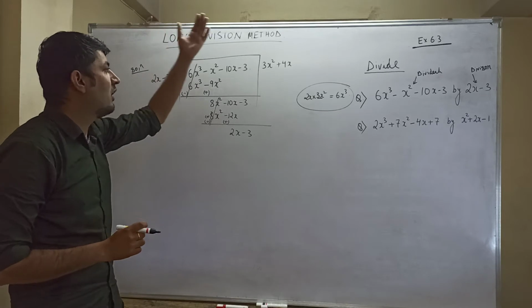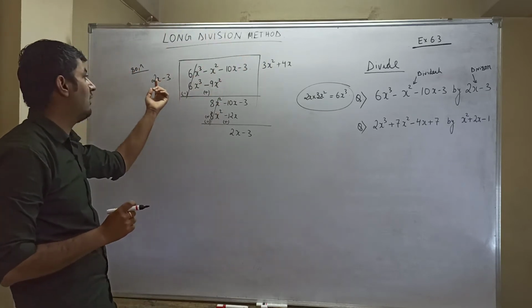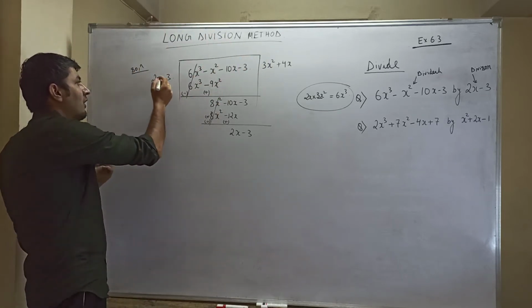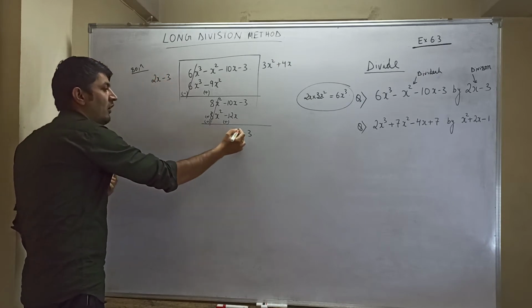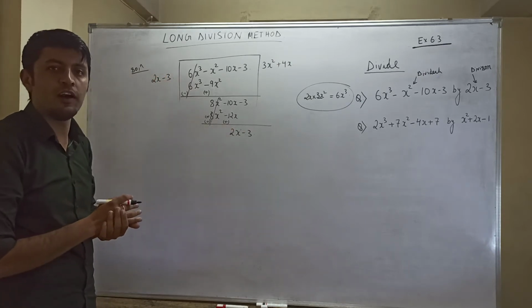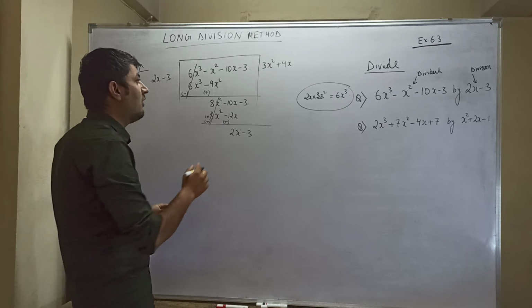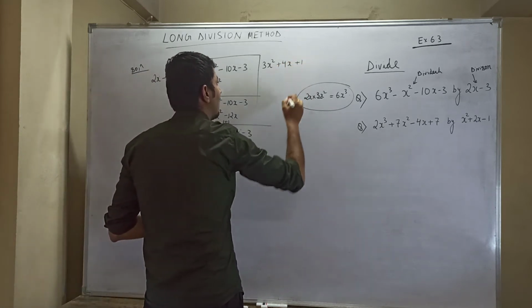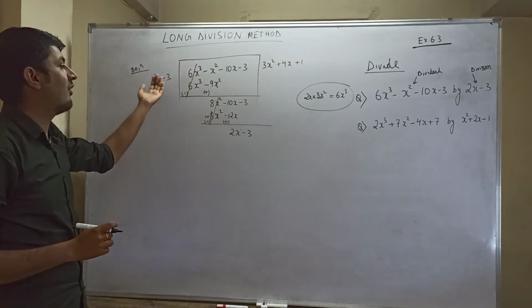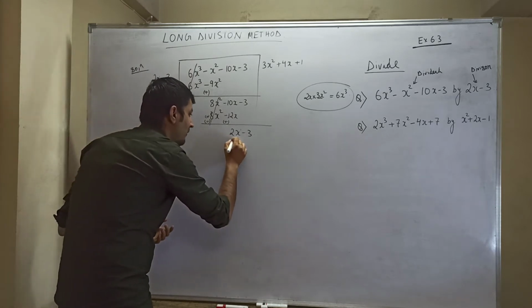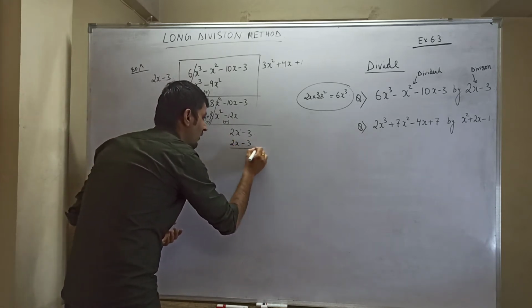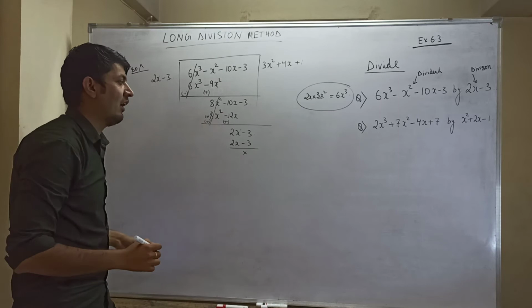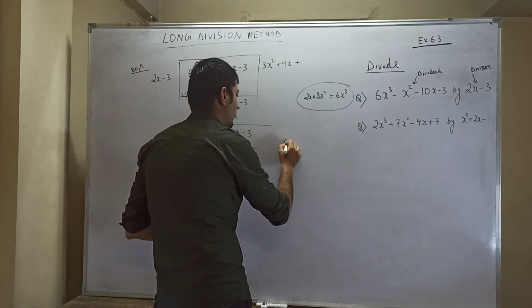Now how many times can we divide? Look at the degree. The degree of x is 1, so you can still divide. You take plus 1 time. So 2x minus 3 into 1 will become 2x minus 3. And your remainder is 0. So you can write it down. Therefore, what is the quotient you got?